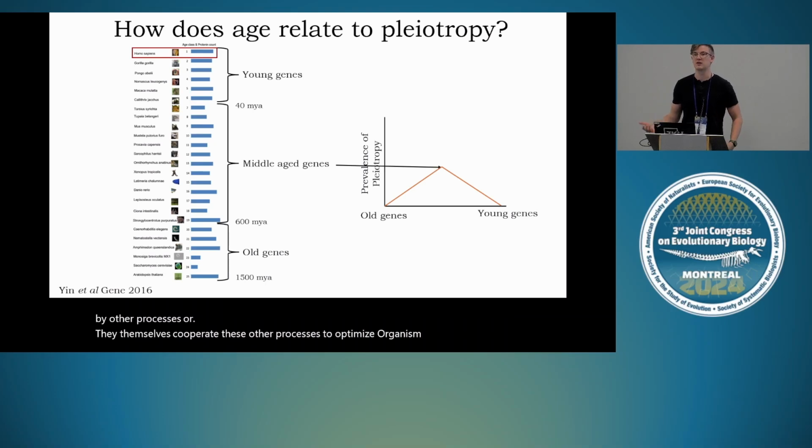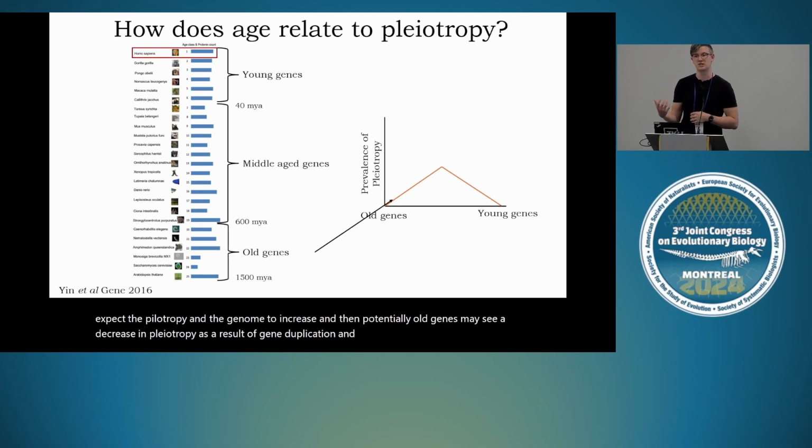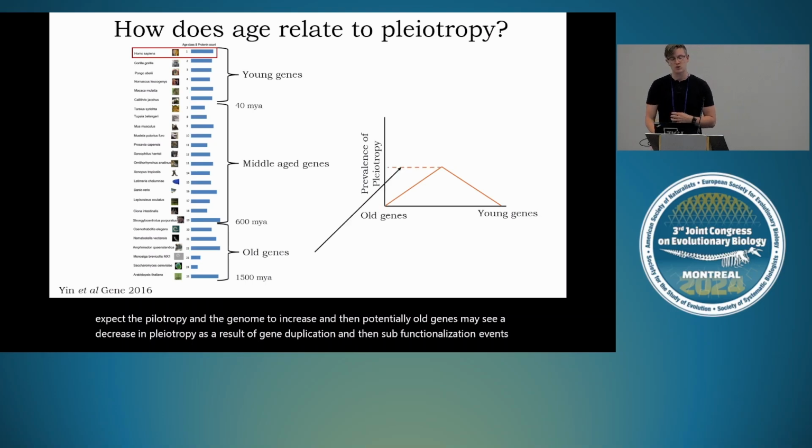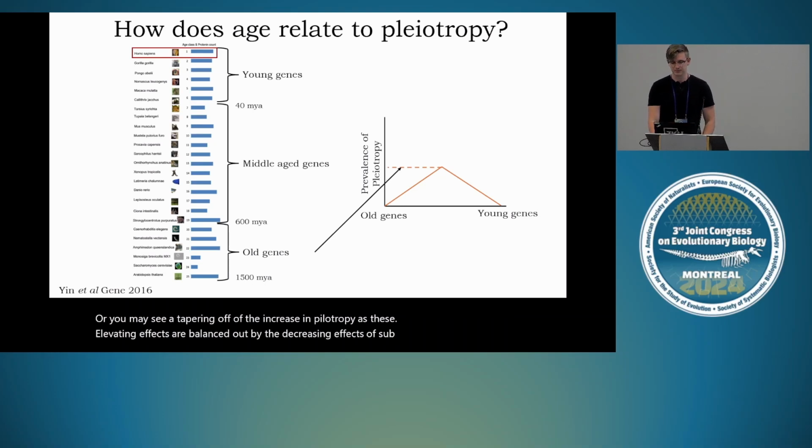So we would expect the pleiotropy in the genome to increase. And then potentially, old genes may see a decrease in pleiotropy as a result of gene duplication and then subfunctionalization events. Or you may see a tapering off of the increase in pleiotropy as these elevating effects are balanced out by the decreasing effects of some subfunctionalization.